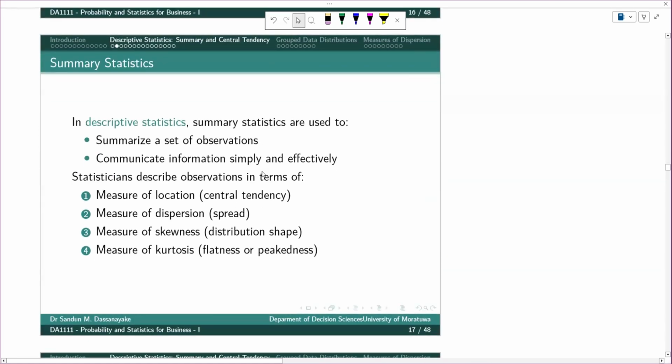Summary statistics. Now, to get a bit of an understanding of what we are dealing with, can you tell me what is the meaning of a summary in your opinion? Send me a chat message or you can speak out. What is, in your opinion, a summary of something? It's not about statistics. I'm asking a general question. What is a summary in your opinion?